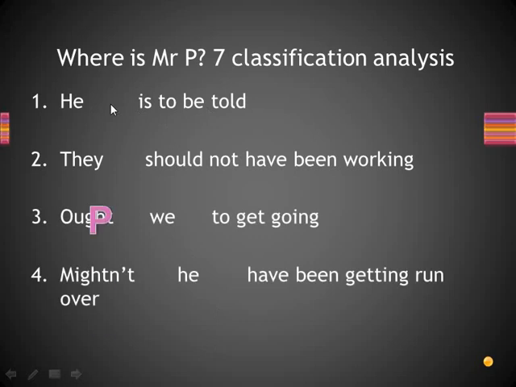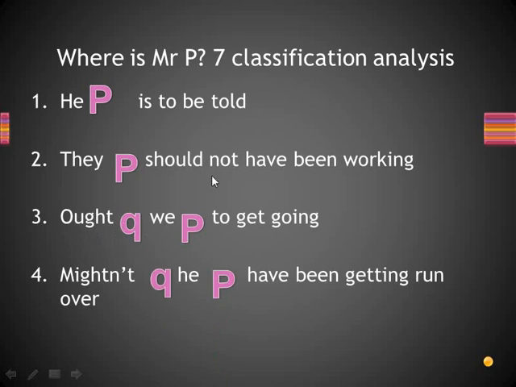Okay, so we have P here because he is the subject. Is to be told, all of them are the predicate. They is the subject, should not have been going is the predicate. We is the subject, to get going is predicate, but we have two symbols here. Ought is also the predicate because we is still the subject, but before the subject we also have the word here as the predicate. And also similar case number 4.